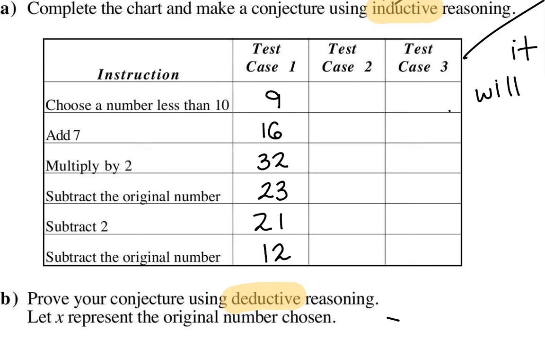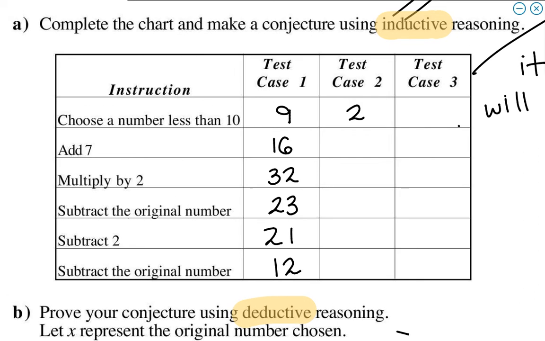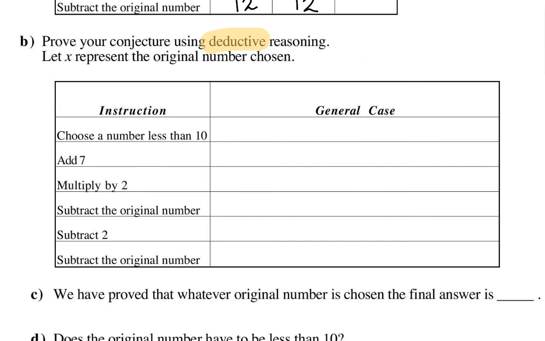Let's do another one together, and then the third one will be for you. 2. Perfect. Add 7. 9. Multiply by 2. 18. Subtract the original number. 16. Subtract 2. 14. Subtract the original number. 12. Okay. So this sorcery needs to be demonstrated again in case 3. Try again. So the inductive reasoning doesn't really tell you how. It's like math magic. It's like sorcery.